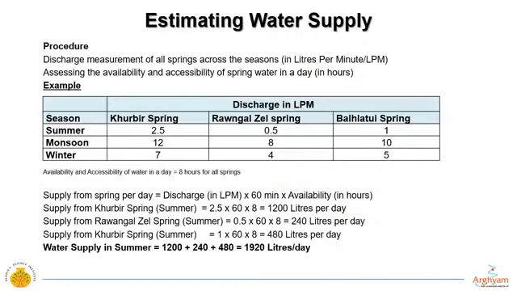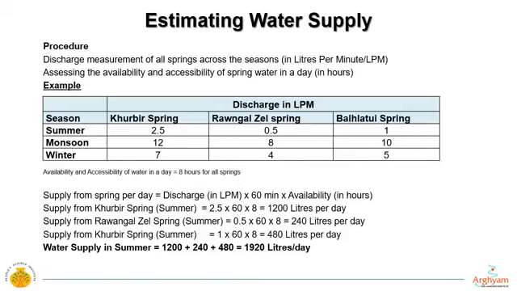Next, we need to estimate water supply. To estimate the water supply of a particular village, we need to collect the discharge data of all the water sources along with supply hours. In case of villages dependent on springs, we will need spring discharge data of concerned sources across different seasons. Along with it, we also need to know for how many hours in a day the spring water is accessed or collected by the villagers. Spring discharge measurements are usually done in liters per minute, that is LPM. For details on discharge measurement of springs, one can refer to our video film on spring discharge measurement.